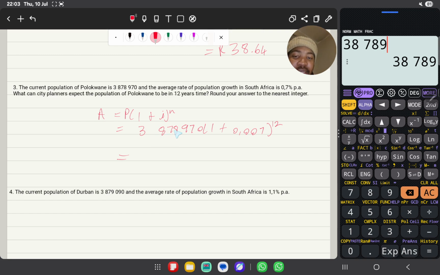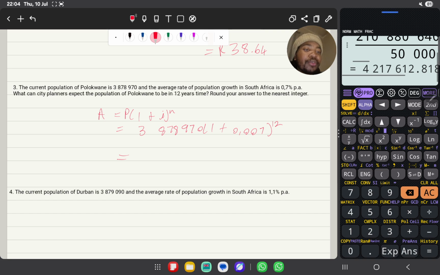3,878,970. Beautiful. 1 plus 0.007 to the power of 12. So 12 years later, we will have 4 million, 217,612 people, right? It is going to be 612, not 613. It's not going to be 0.13.